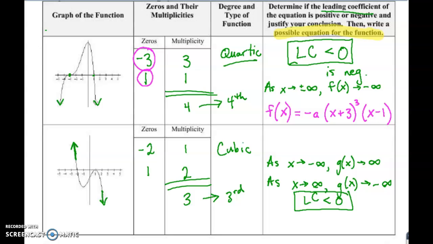And so as I ask you to write the equation, again I'm calling it g of x, just to change it up, negative some leading coefficient. x plus 2 had a multiplicity of 1, so I don't have to rewrite it. Remember, it's the opposite of your 0. And then x minus 1 has a multiplicity of 2. So again, pause the video, make sure you understand it before I move on, or just make a new video.